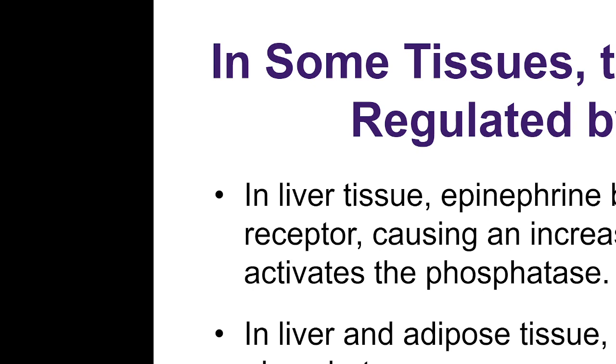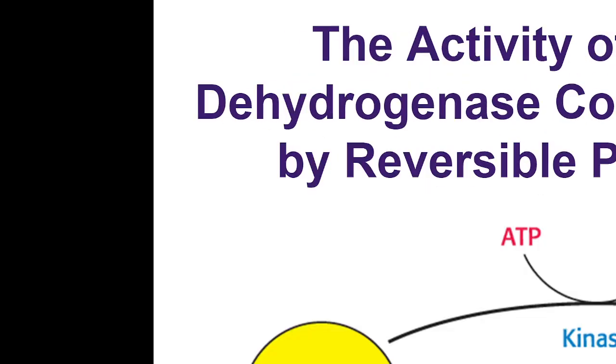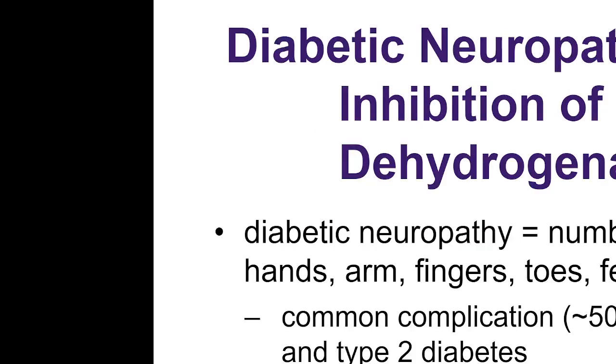In the liver tissue, the epinephrine is going to bind to the alpha-adrenergic receptor. This is going to cause an increase in the calcium concentration. This will activate the phosphatase. And so we have now connected our 7-TM all the way through to our citric acid cycle and all the way into our mitochondria. In the liver and the adipose tissue, insulin is going to stimulate the phosphatase. Remember, phosphatase is the bottom one right there.